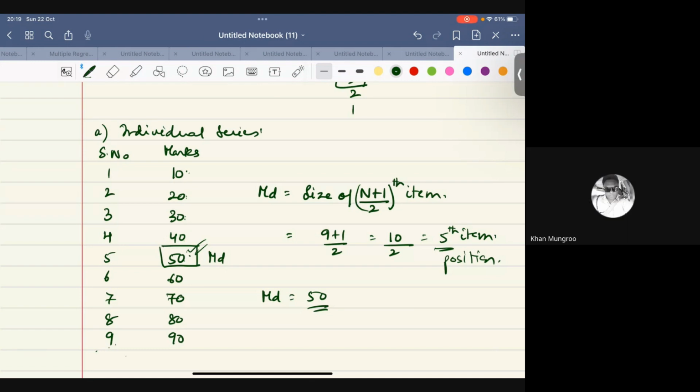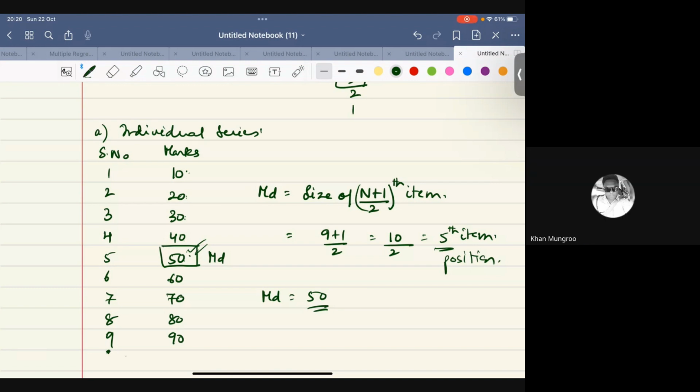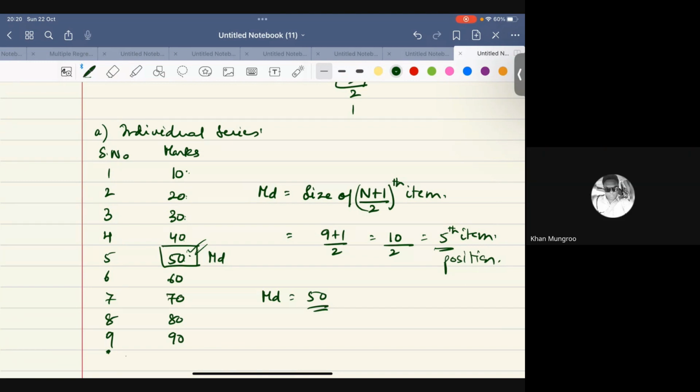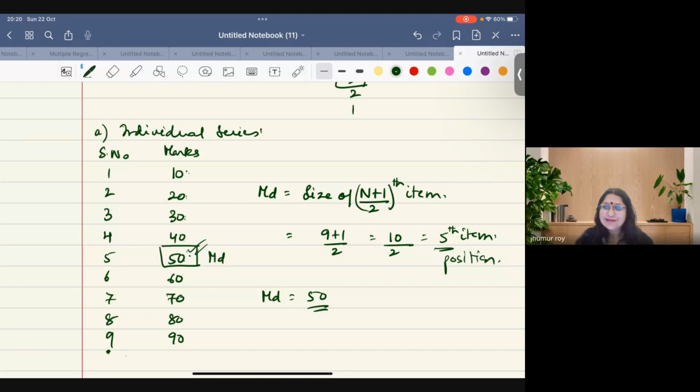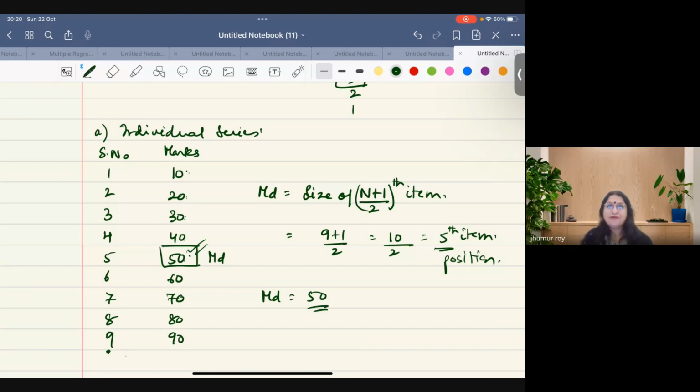Yes. The n value is the last number in the serial number. Generally, this is the last number, so 9 values are there. That's why I've taken 9 plus 1. If the serial number had been 21, for example, it would be 21 plus 1. Where did we get the 1? This is the formula for finding the median. So you always take n plus 1 to find the centered value.